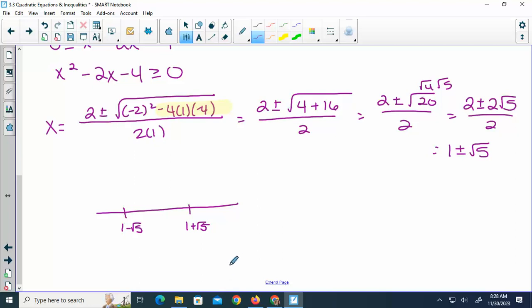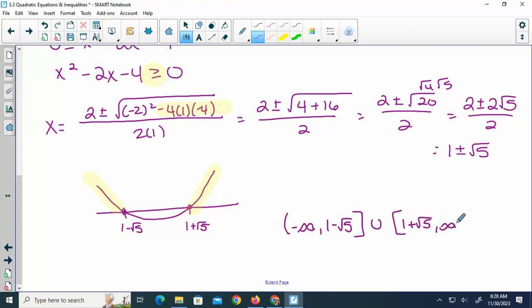How does my parabola open, up or down? Up. We wanted greater than 0, so we need these two ends. So negative infinity to 1 minus radical 5, equal to means bracket, and 1 plus radical 5 to infinity. So you might have some uglier answers in your interval. You can have the radicals, things like that.